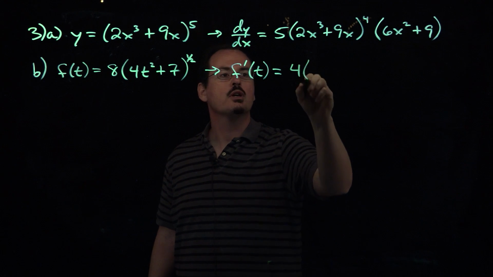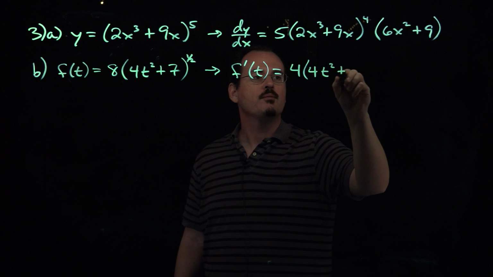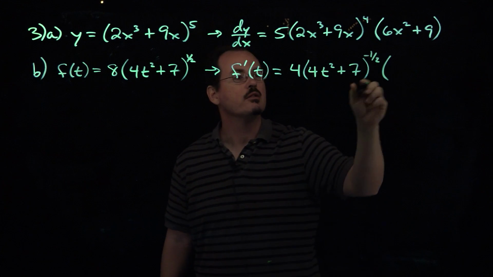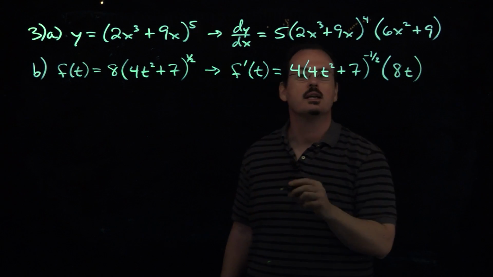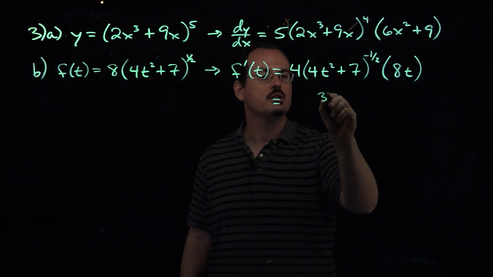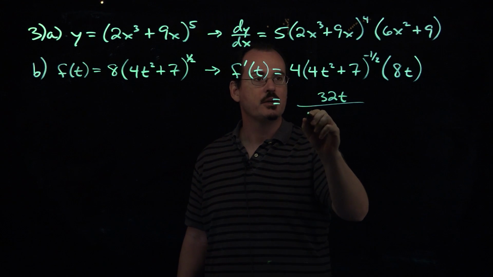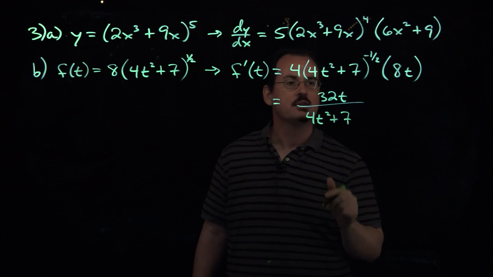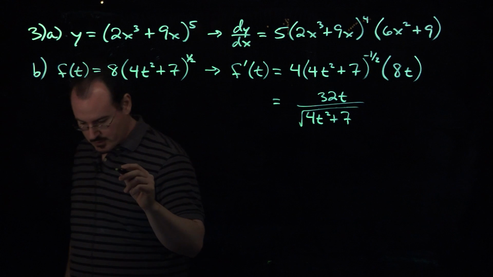It's going to give us 4. Leave the inner function alone. Lower the power by 1. That's going to give us negative 1/2, and then multiply by the derivative of the stuff that's on the inside of the parentheses. That's 8t. Okay, this one we can simplify a little bit. The 8 and the 4 are going to give us 32, so we'll get 32t, and then that's a negative exponent, so we can move that to the denominator, 4t squared plus 7, and you can then write it as a positive 1/2 power or as a square root. So that one for part C.